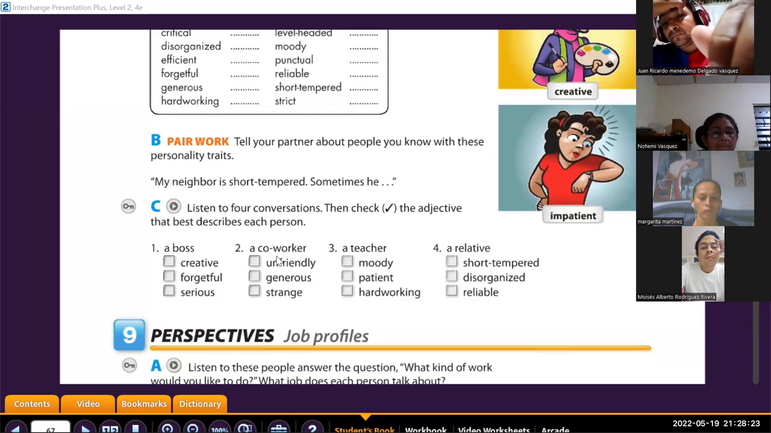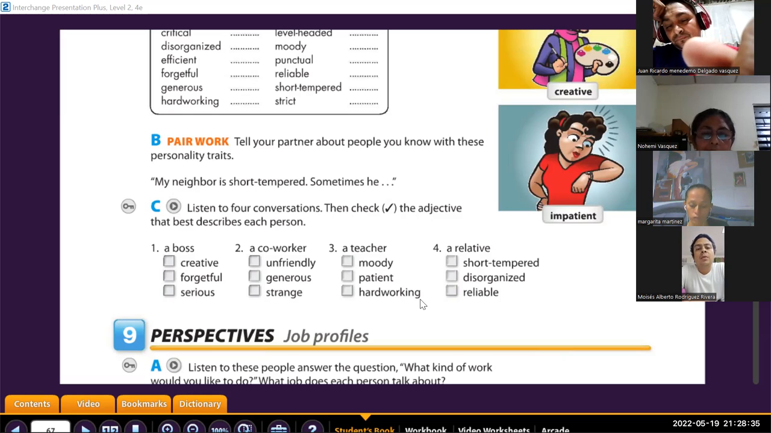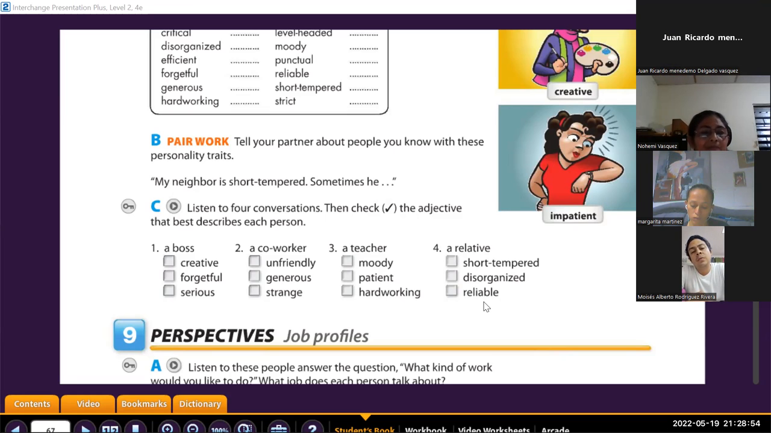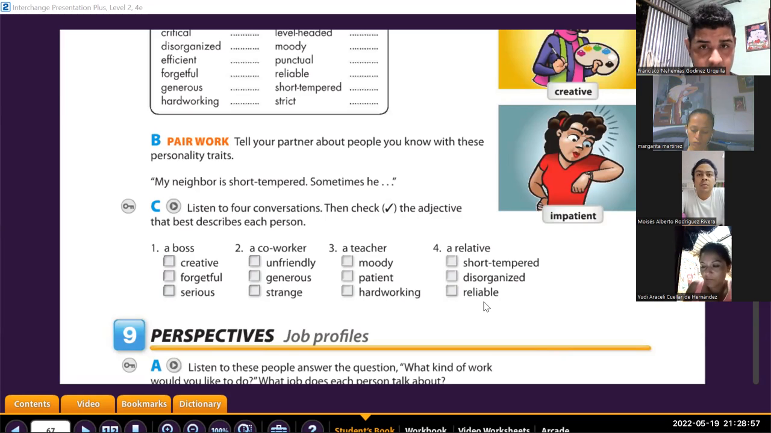And then in number 2, a coworker, we have unfriendly, generous, strange. For a teacher, we have moody, patient, and hardworking. And a relative, we have short-tempered, disorganized, reliable. So remember that we're going to listen to the 4 conversations, and we are going to write the adjective that best describes each person. Are you ready? Yes, teacher. Okay. Remember that you can just write number 1, 2, 3, 4. It's not necessary that you write everything.